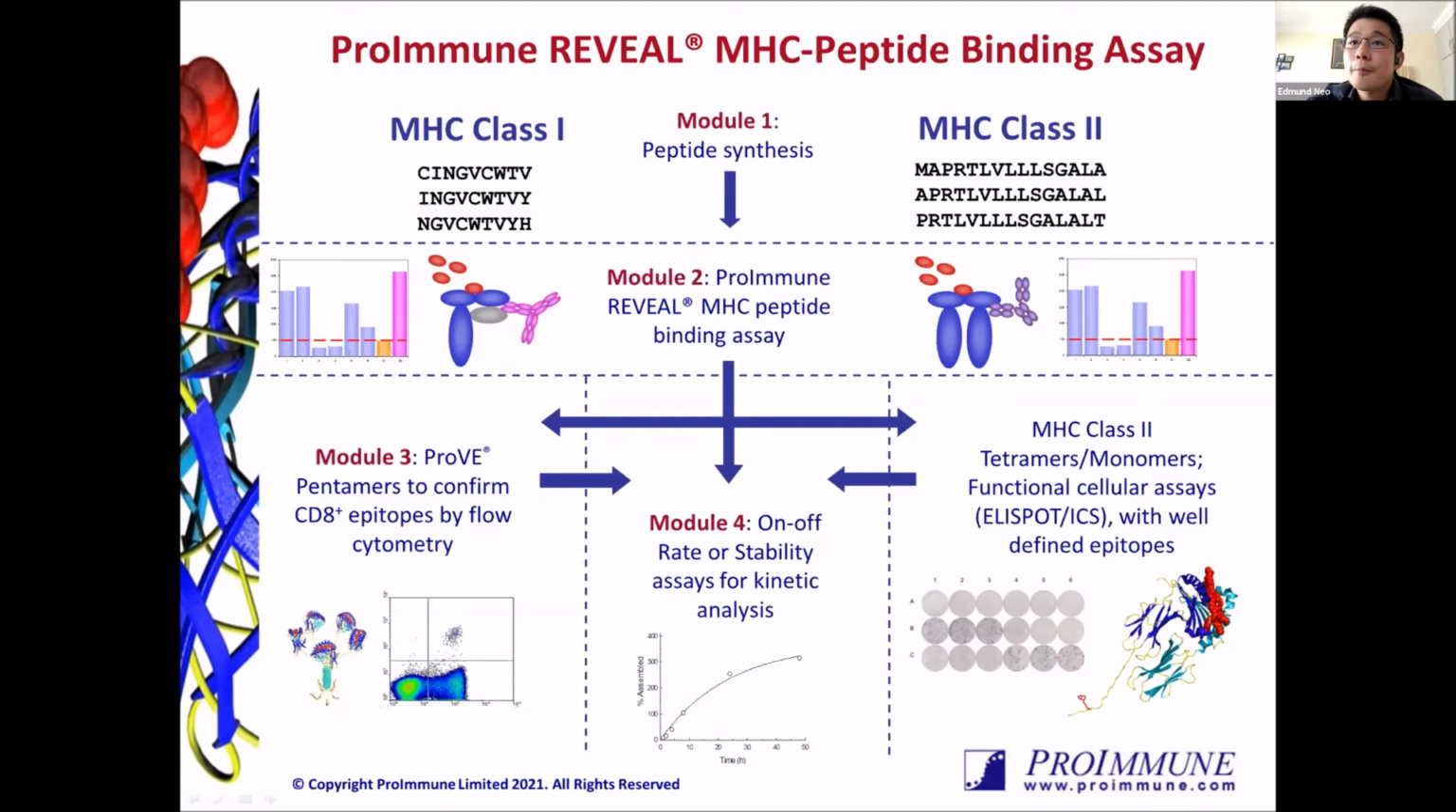We can offer both the class 1 or class 2 format for this assay, and here is the simplified workflow for our REVEAL MHC Peptide Binding Assay, where you will be providing us with the peptide sequences information, and we will run the physical binding assay in module 2 to look at the binding affinity of those peptides against those MHC alleles of your interest. For those hit peptides, we can synthesize them into either pentamers or tetramers for you to stain your cell samples using flow cytometry.